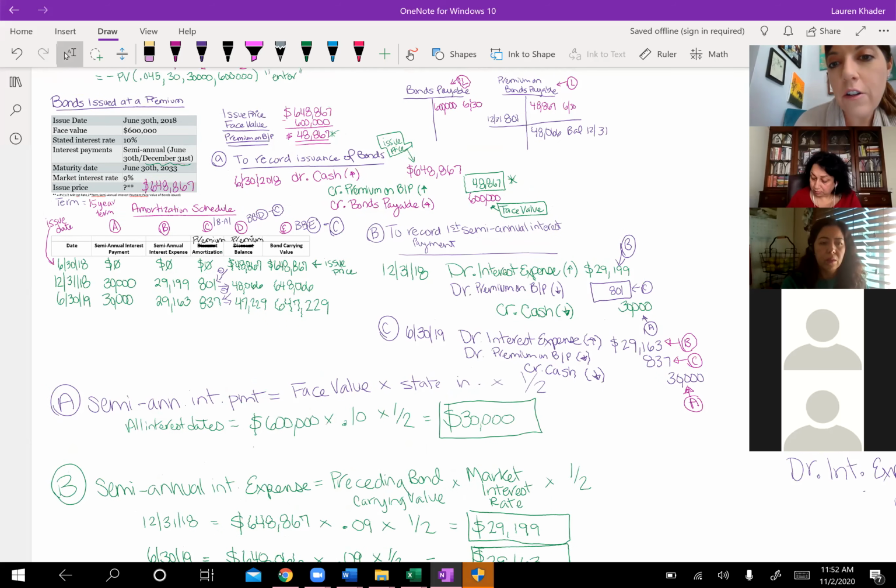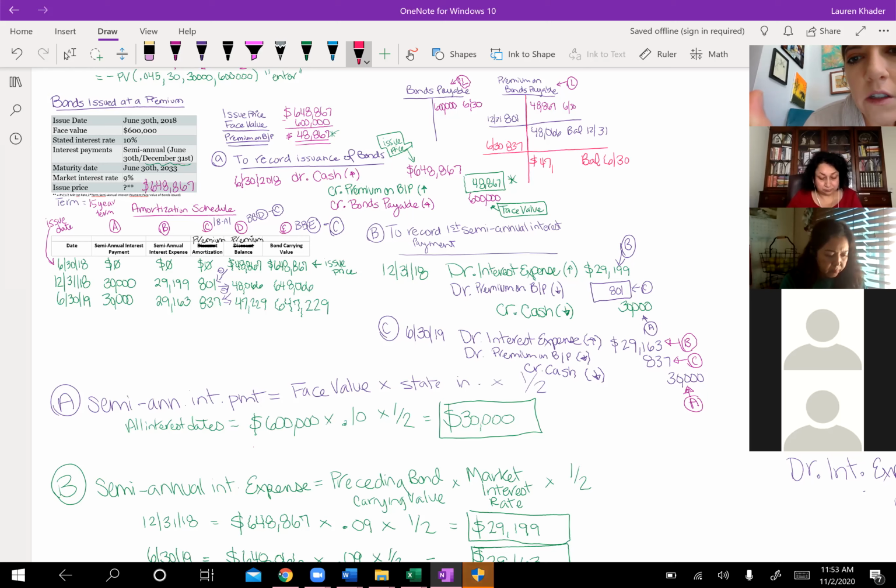$600,000. If I want to carry this into my T account, 837 reduces my premium on bonds payable on June 30th. And then my balance at June 30th becomes 47,229. So slowly reducing my premium balance towards zero.